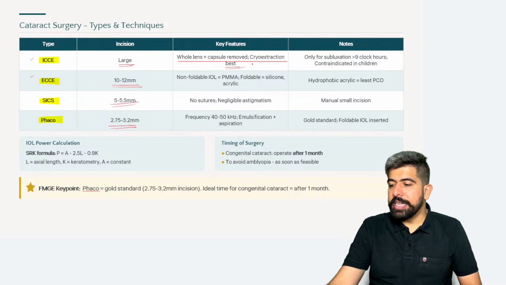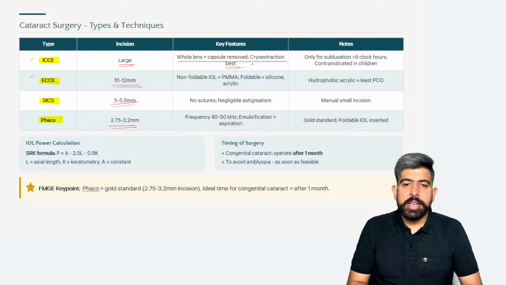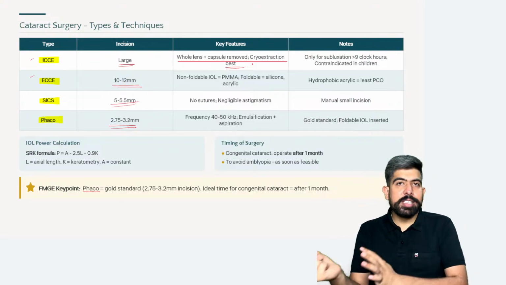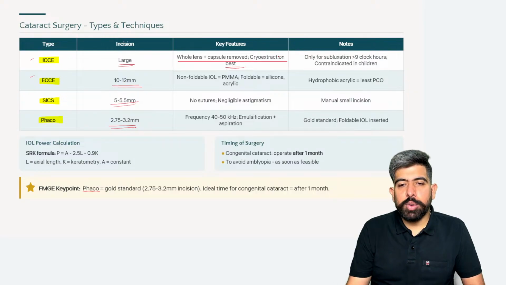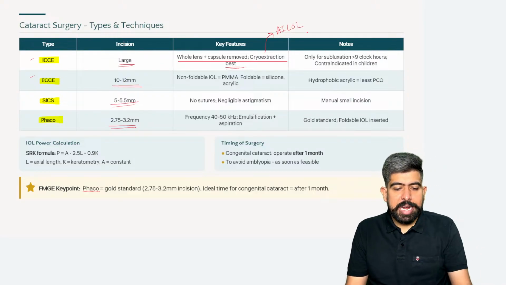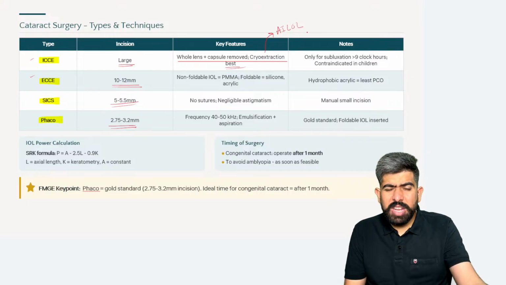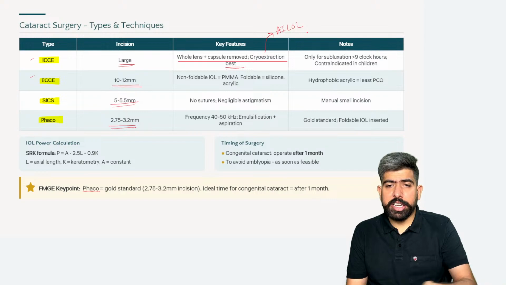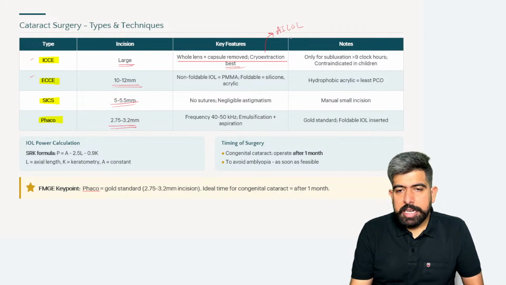So what will we do here? Please remember about it. We remove the total lens, capsule, fibers, everything is removed, tearing the zonules and removing it forward. In this condition, what do we have to do then? We have to do the ACIOL. What is the meaning of ACIOL? We have to do anterior chamber intraocular lens implantation, in the anterior chamber. Okay, ACIOL.